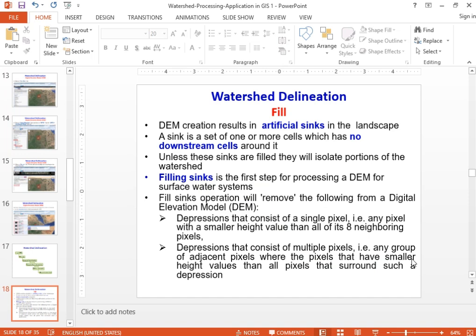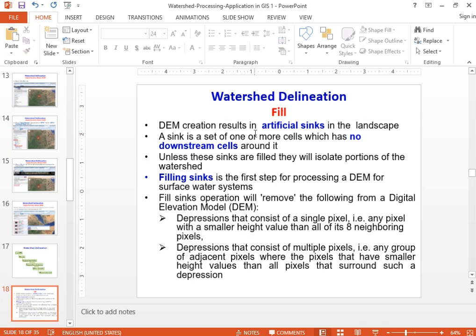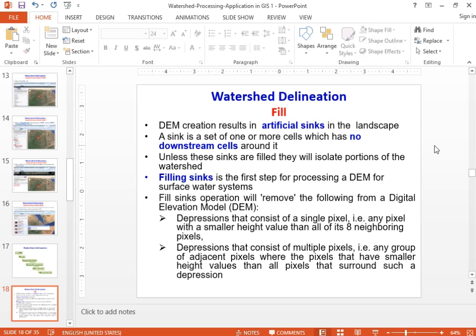Let us see what fill sinks means. DEM creation results in artificial sinks in the landscape, so we may get artificial sinks in the DEM. In order to remove those artificial sinks, we should do this fill sinks step. A sink is a set of one or more cells which has no downstream cells around it.